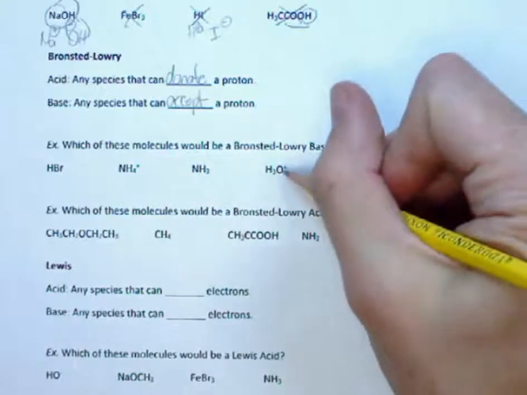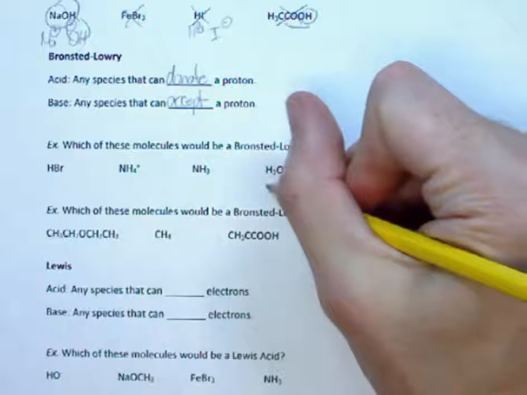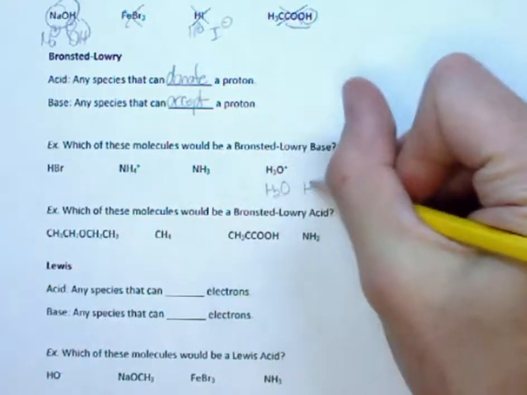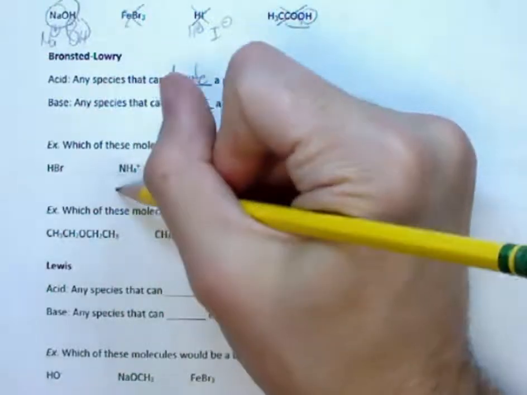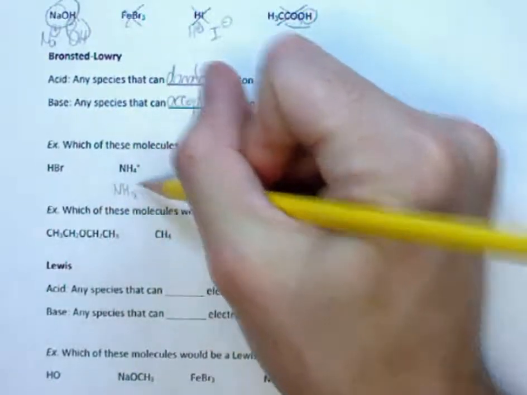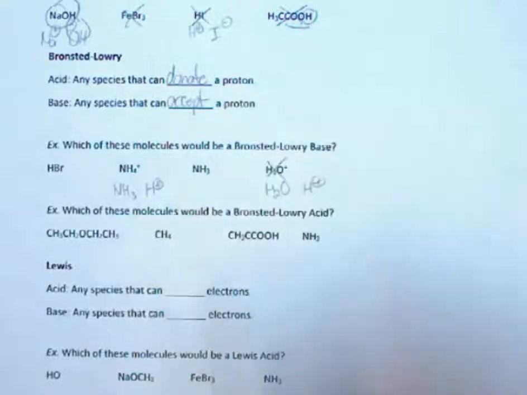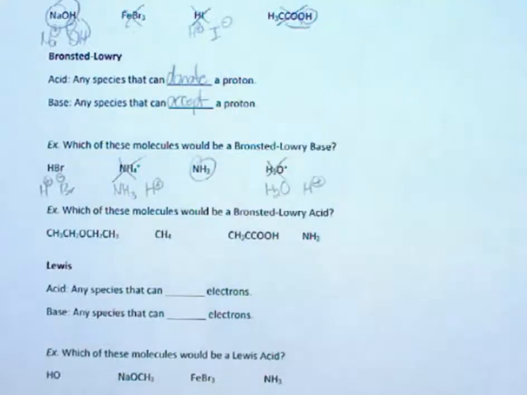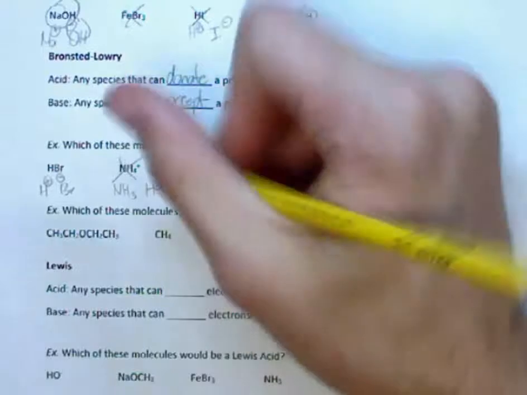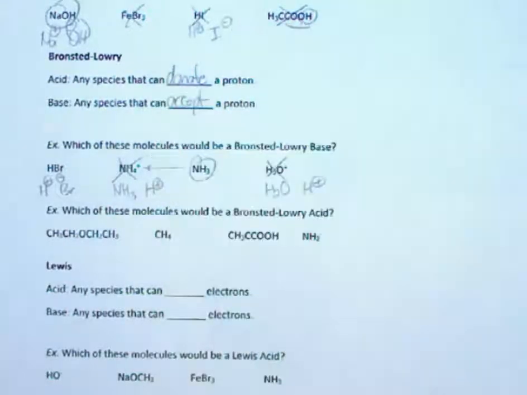So we have H3O+, which is going to donate an H+, so that will be an acid. We have the same thing for the quaternary ammonia, that will donate an H+, and the same thing with HBr. So the correct answer would be NH3, because it can accept a proton and it will become NH4+.